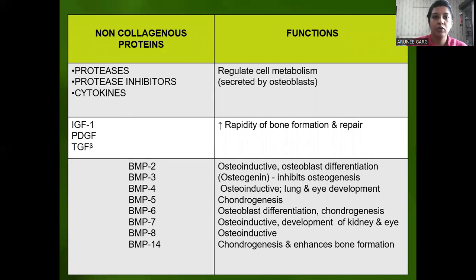The other proteases, protease inhibitors, and cytokines regulate the cell metabolism. They are secreted by the osteoblasts. IGF, PDGF, and TGF increase the rapidity of bone formation and repair. The other BMPs like BMP2, 4, 5, 6, 7 are all osteoinductive. BMP2 helps in osteoblastic differentiation. BMP3 inhibits osteogenesis, whereas BMP14 helps in chondrogenesis and enhances bone formation.